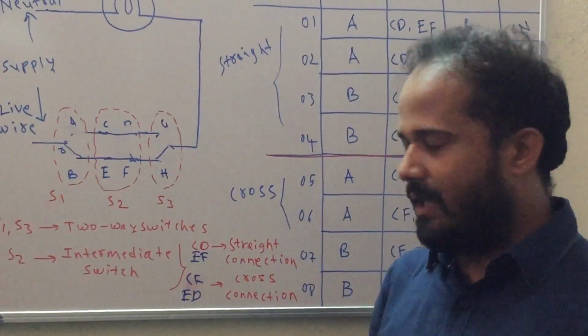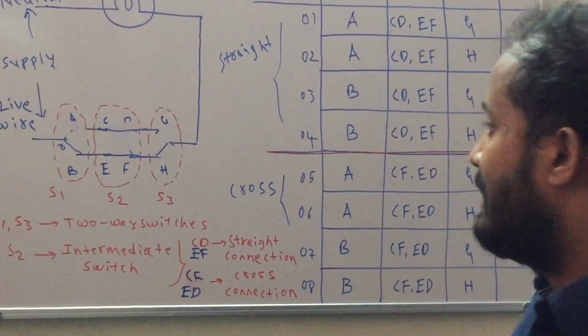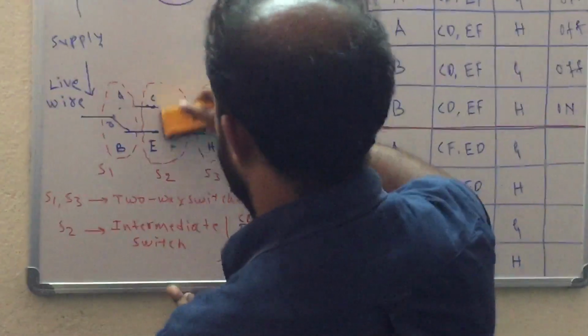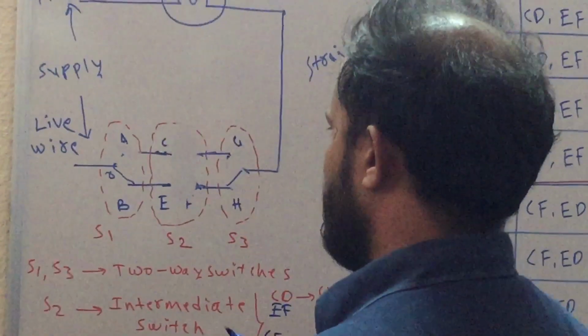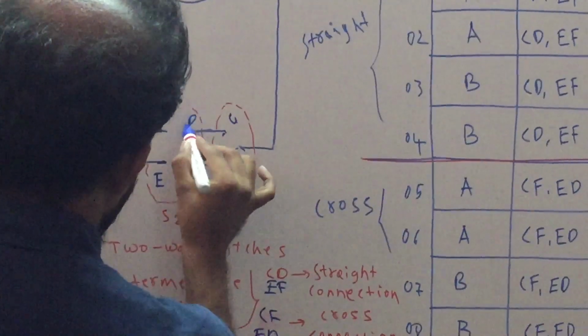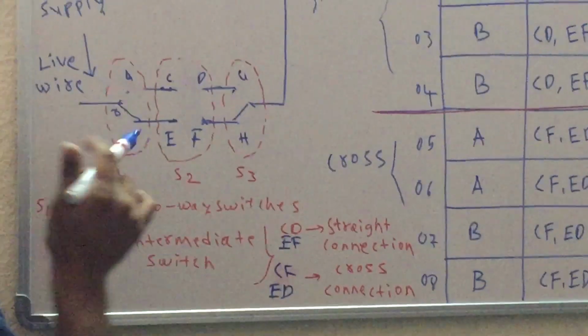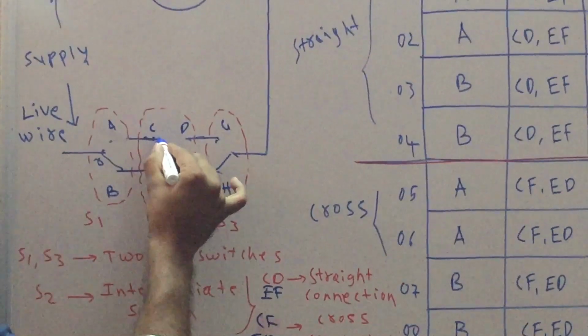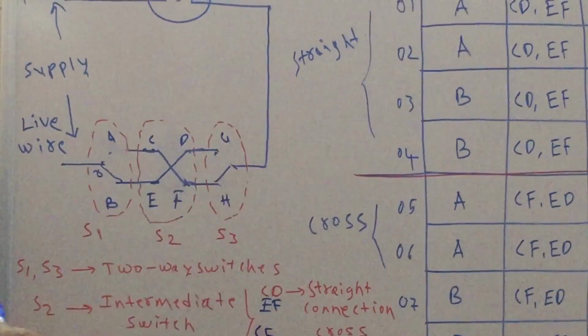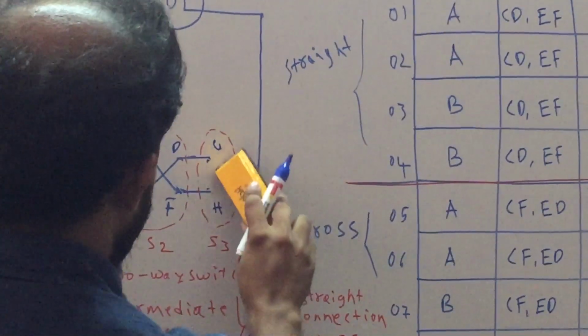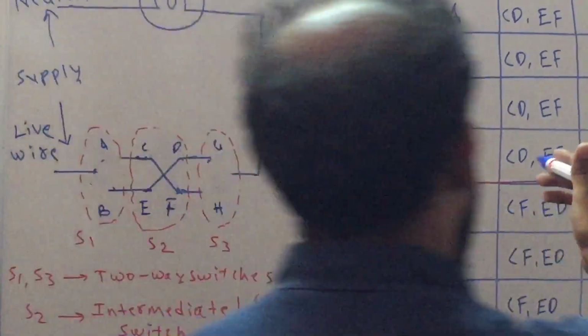What is the other possible case is, if I change this intermediate switch connection to cross connection from straight connection. So then what are the possible cases we can have? CDEF was a straight connection. Now what we will do is, we will make cross connection CF and ED. And then we will change the position of S1 and S3 and then see the next 4 possible cases.